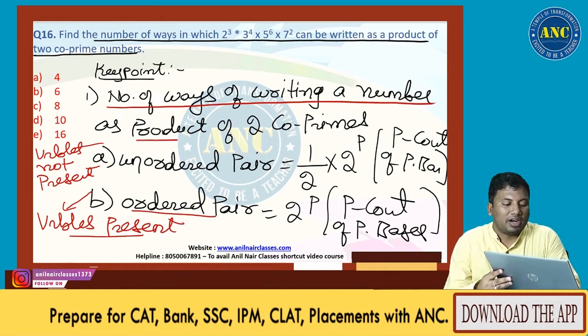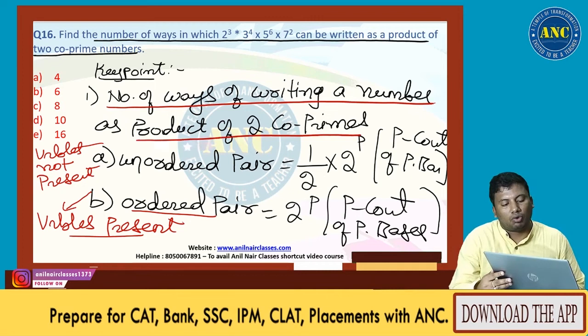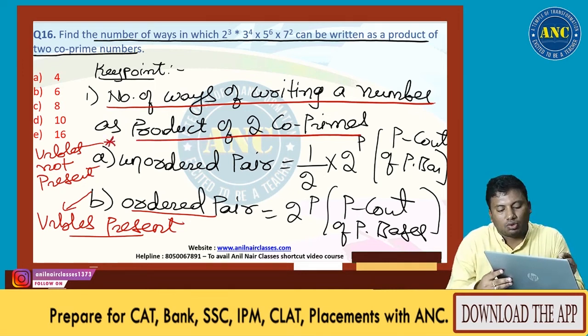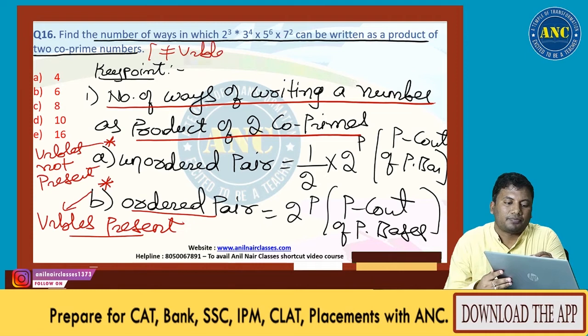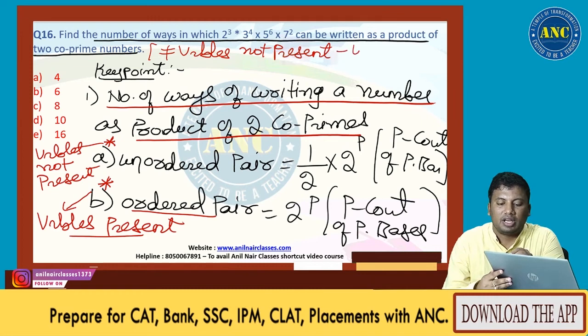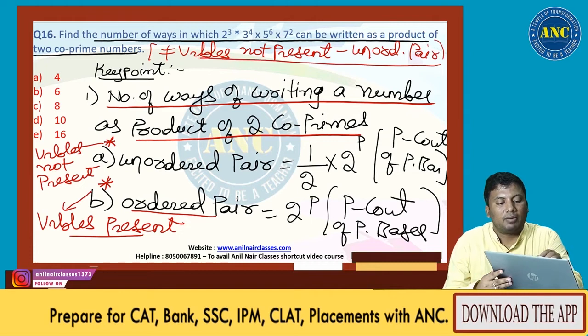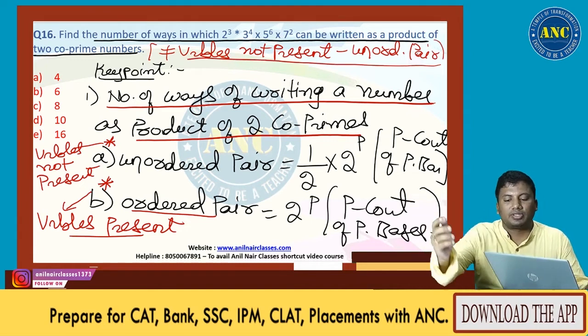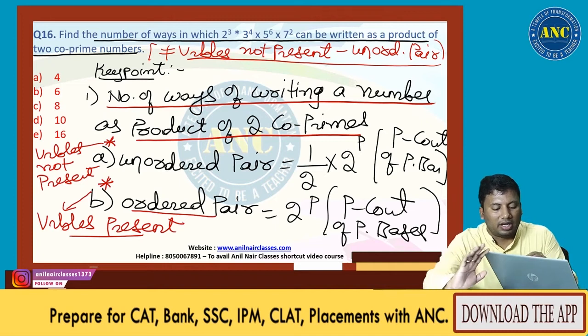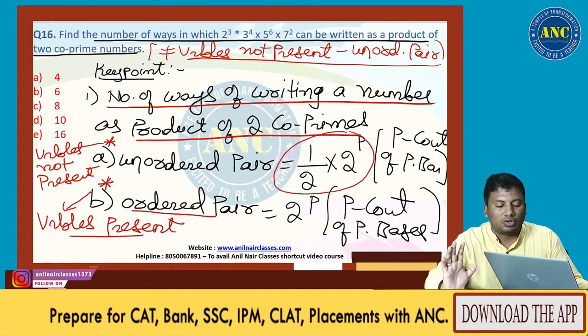Number of ways of writing a number as a product of two co-primes. Unordered pair, it is 2 power p minus 1, 2 power p by 2, which is 2 power p minus 1. Ordered pair, it is 2 power p. Next slide, I will discuss the proof. In question number 16, variables are not present. If the variables are not present, the question comes under the category that it is an unordered pair. So we have to use 1 by 2 into 2 power p.